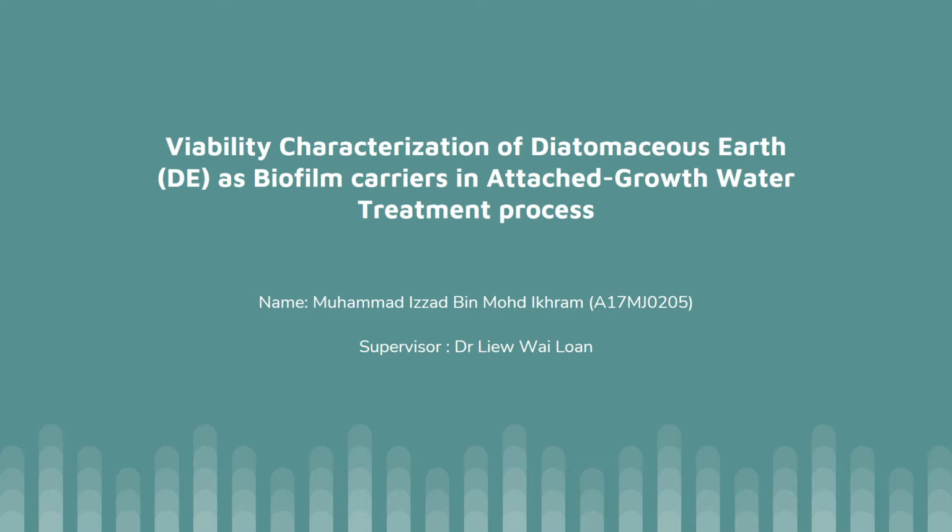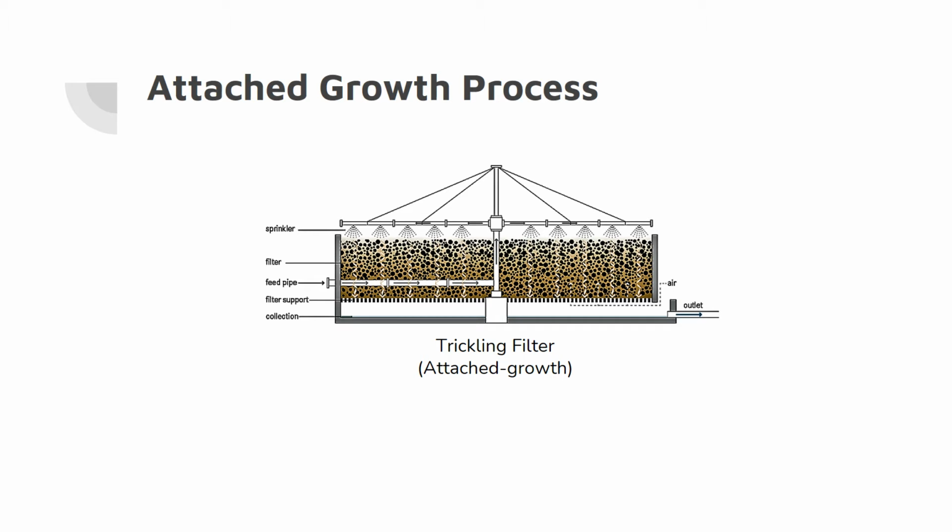Hi, good evening. My name is Muhammad Izzat bin Muhammad Ikram, and I will talk about my FRP research, which is the viability characterization of diatomaceous earth, or known as DE, as biofilm carriers in attached growth water treatment process. So, what is the attached growth process? For the attached process, I chose trickle filter as an example. It is mainly used as a secondary treatment process, which consists of microorganisms to digest the organic waste inside the wastewater that contains sugar, fats, and human waste. What is included in a trickle filter is a media provided for the microorganisms to attach and grow in order to digest the organic waste.